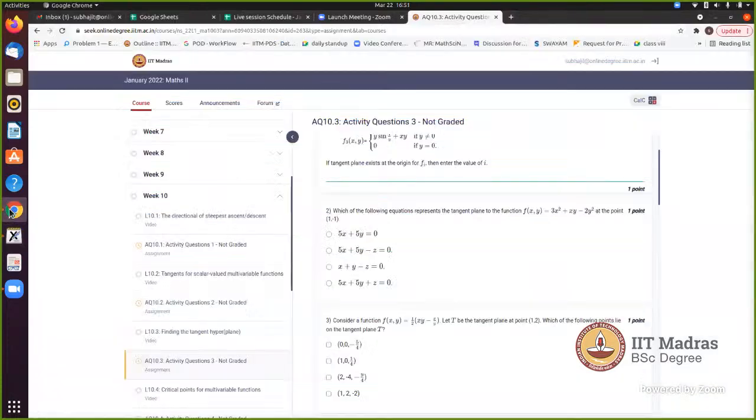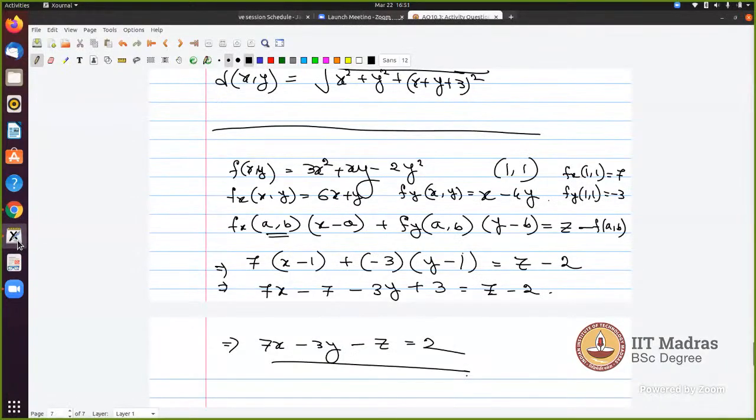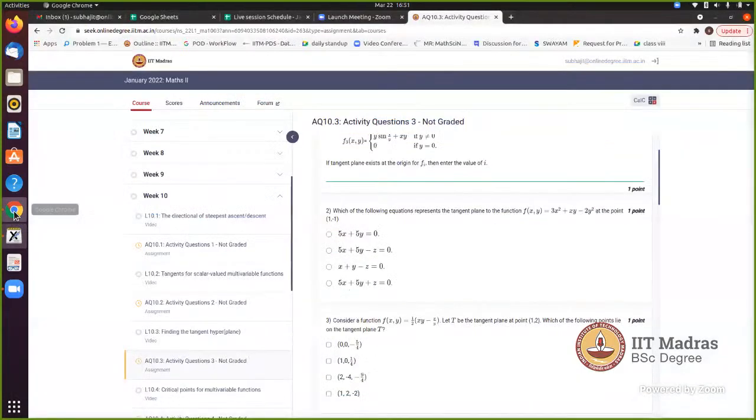Have I done something wrong here? True, sir. The point is 1 comma minus 1, that's why. The point is not 1 comma 1, it is 1 comma minus 1. Then it will change. 1 comma 1, no, sir. It's given 1 comma 1, right? No, 1 comma minus 1 it is given. Minus 1. Okay.